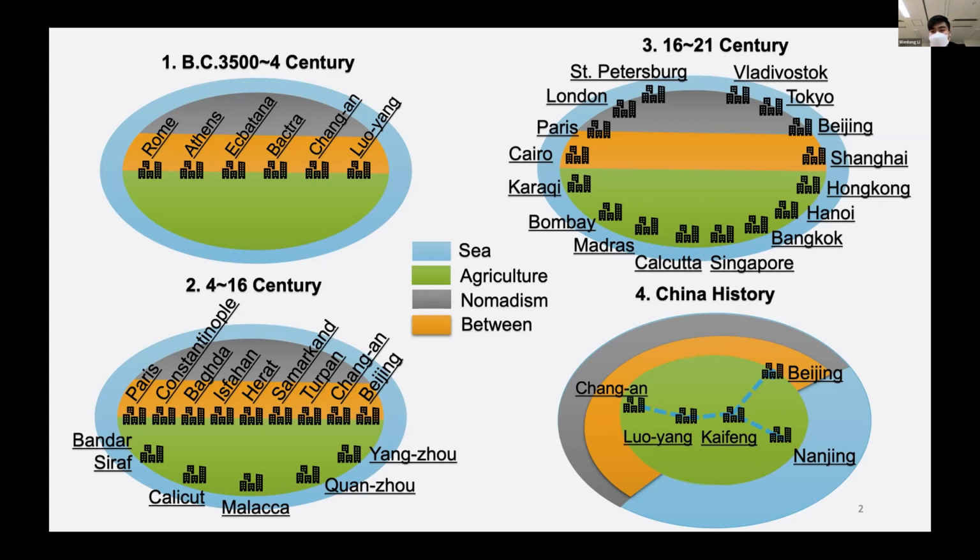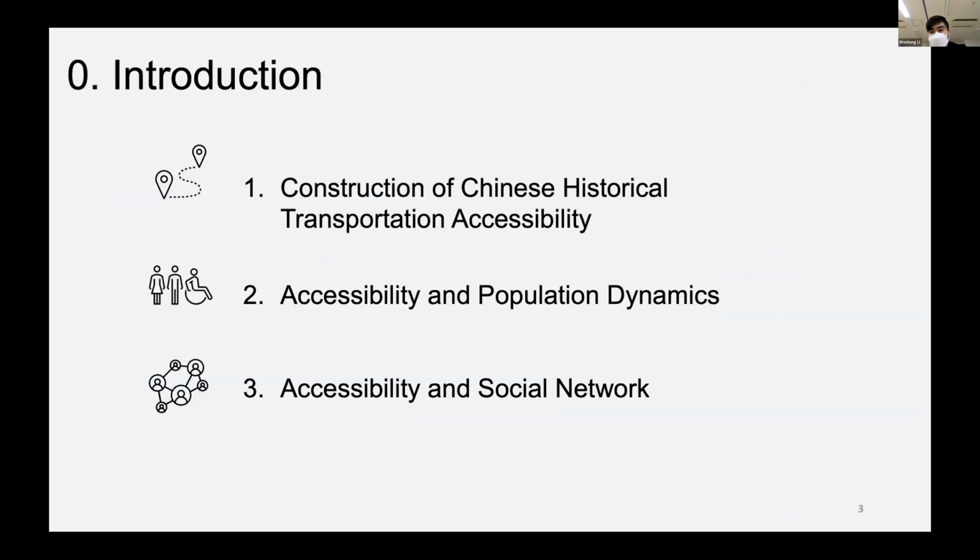And as you can see, it's actually moving along the Grand Canal. So this is how transportation shaped our civilization. There are generally three parts of my research. The first one is the construction of Chinese historical transportation accessibility, and then trying to discover the relationship between the accessibility and the population dynamics and also the social networks.